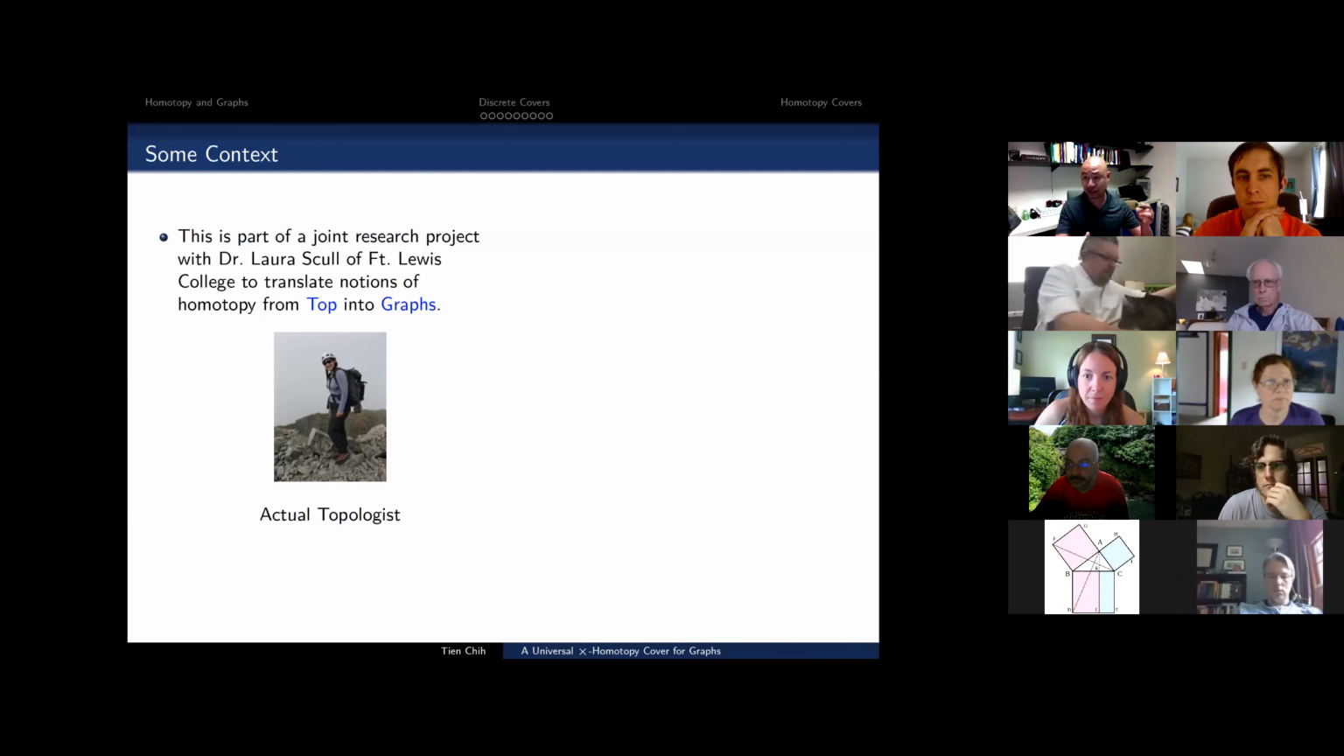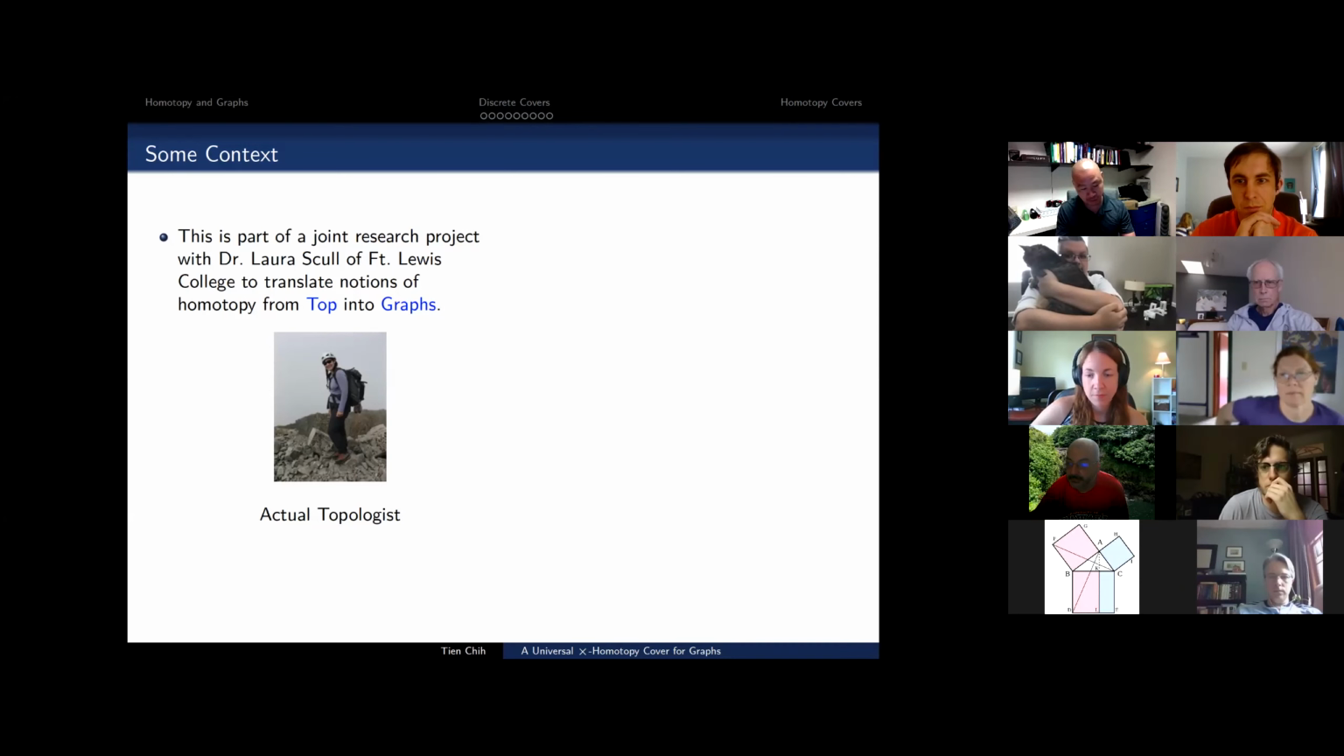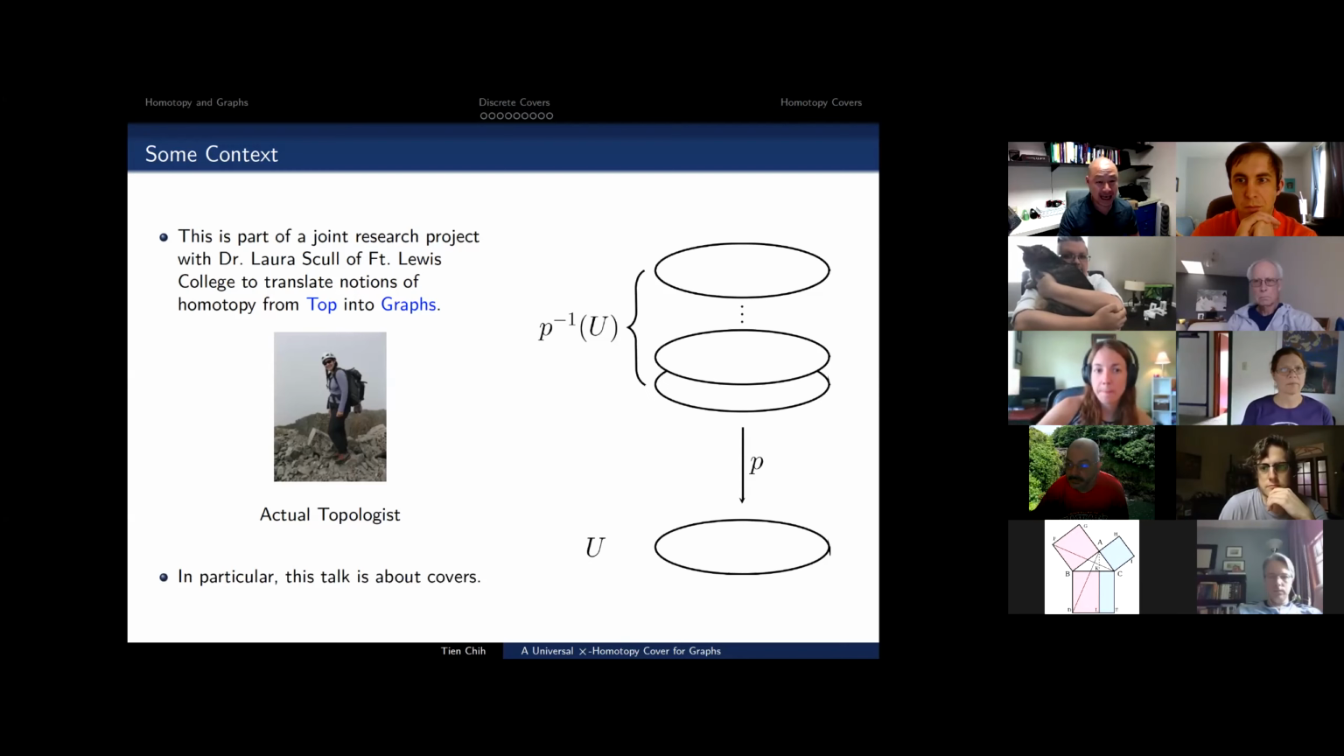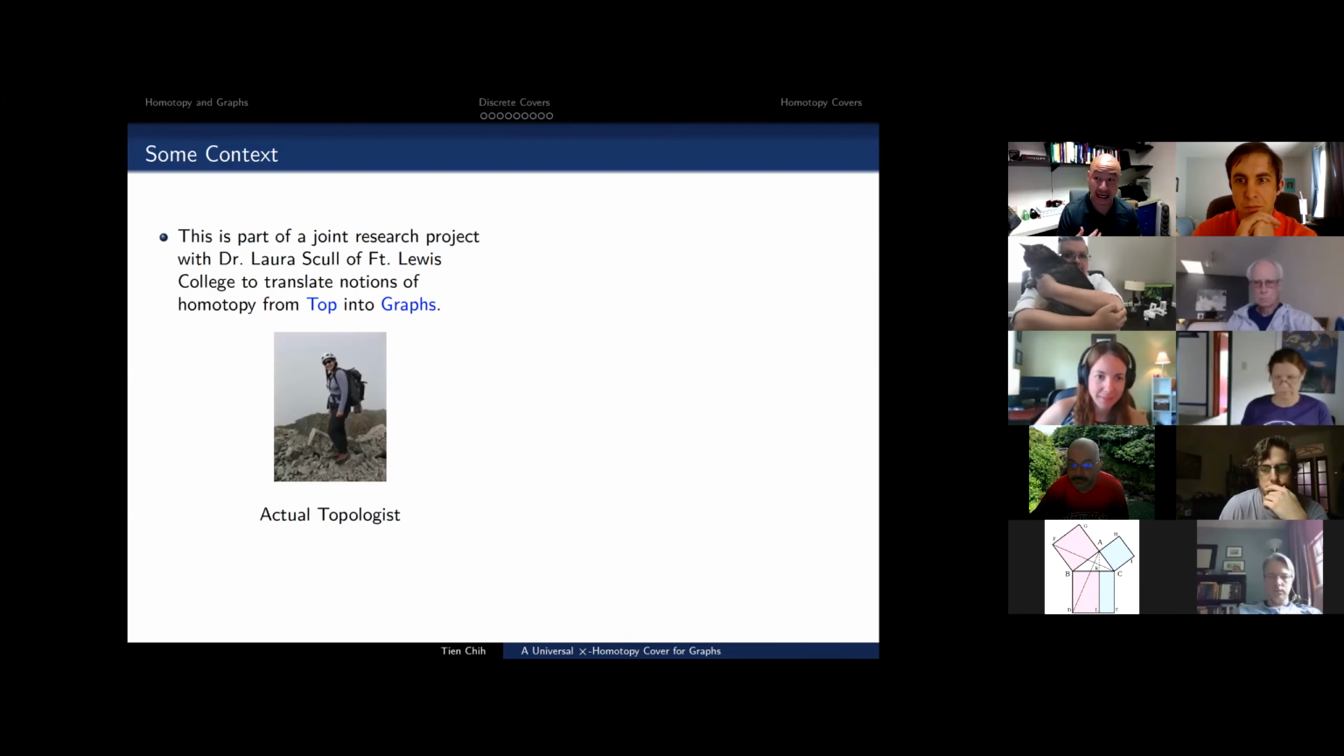That whatever categorically happened within top should also happen within graphs. And of course, there have been some other people to look at this stuff, and so we followed down the path that they began. And so, all right, I should note that I'm the graph theorist in this collaboration. I'm not a topologist, and what you see here, Laura is the actual topologist in this collaboration.